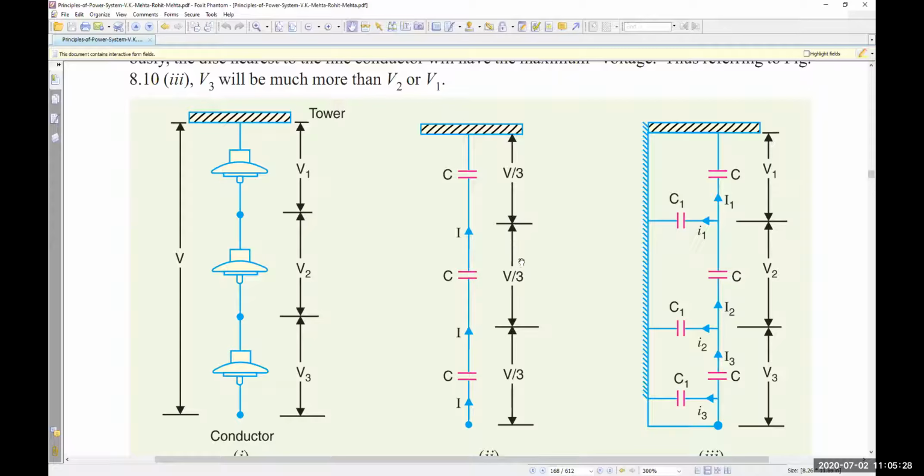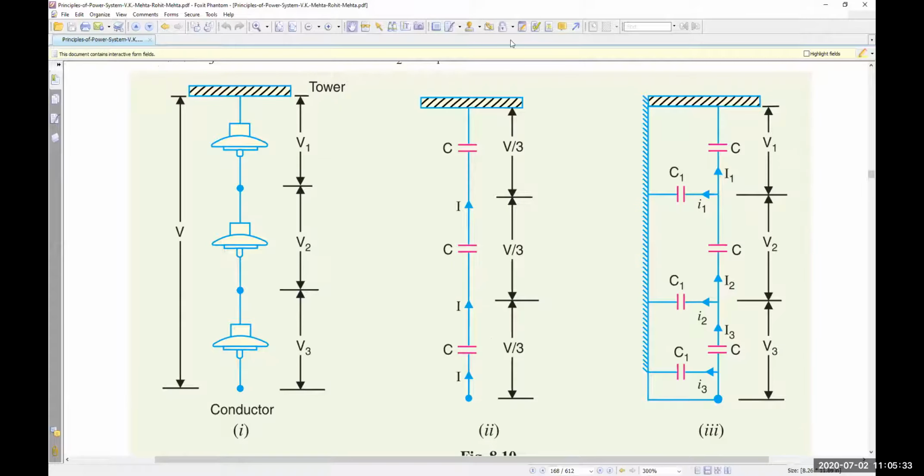Now, if there is a voltage drop of V by 3, V by 3, V by 3, this is the potential voltage difference. If it is 33 kilovolt, V by 3 means 33 by 3, that is 11, 11, 11, right? And this is the ideal case. So your discs are good to go because each disc can sustain 11 kilovolt, no problem will occur.